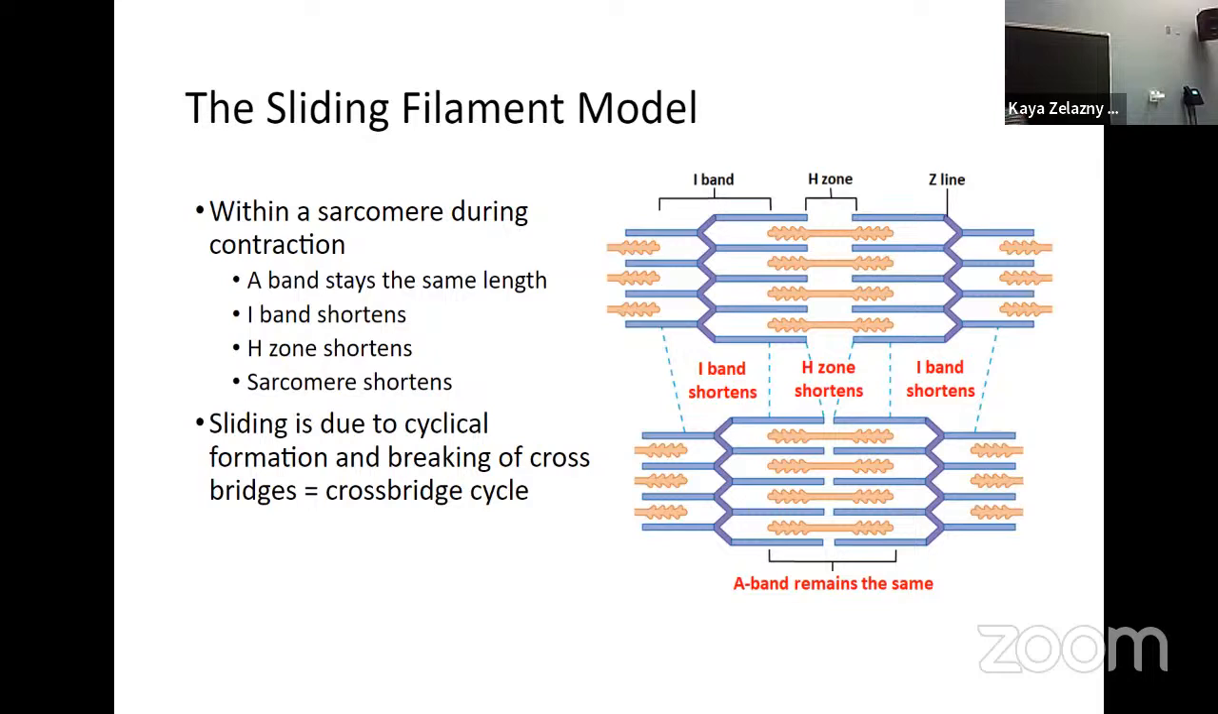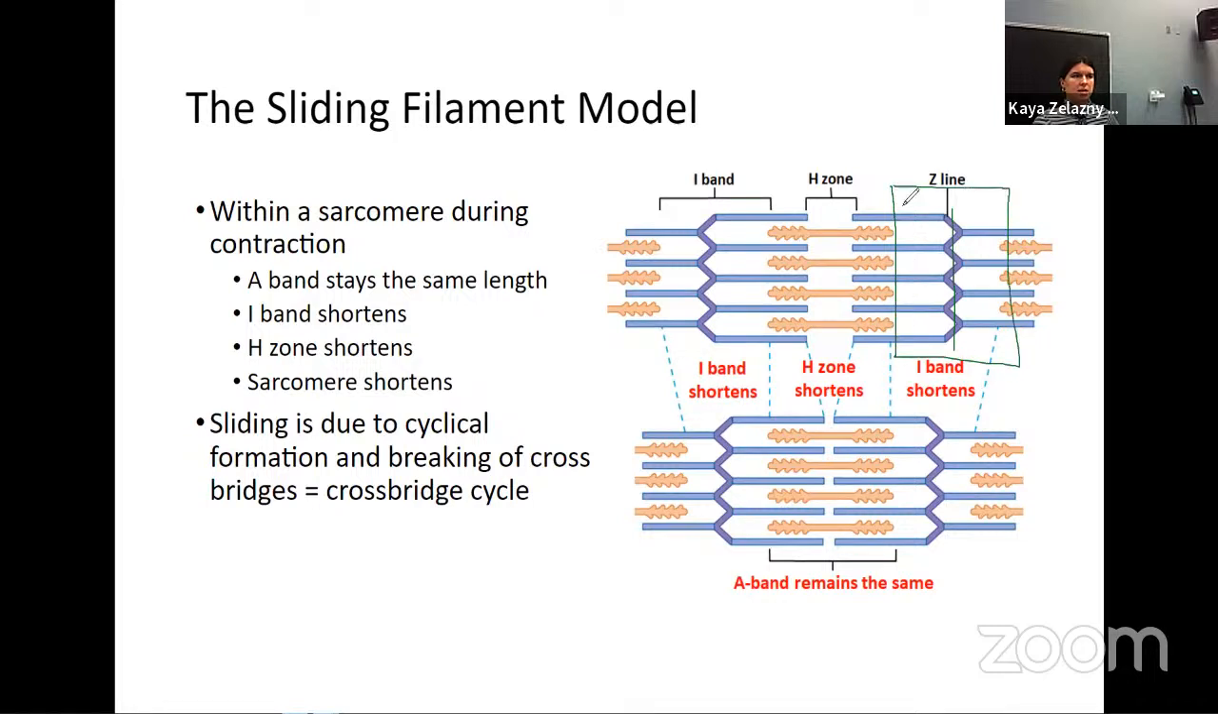The I band was referring to the Z line and then this area of no overlap on either side, right? This was our I band, okay? And because the sliding filament changes how much these proteins are overlapping, right? We're sliding the Z lines in, creating more overlap between the thick and the thin filaments. This means that the I band shortens as we have more areas of overlap.